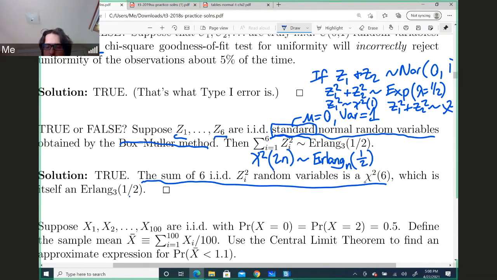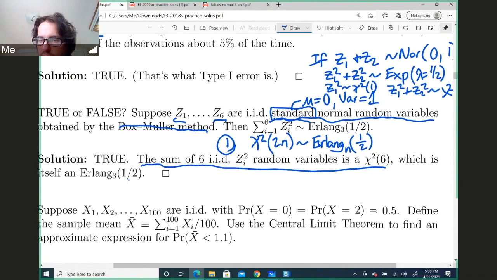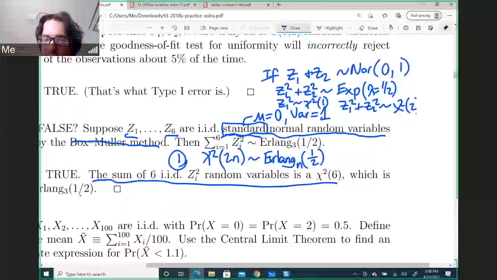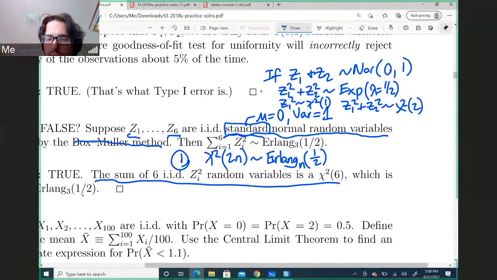So here we have chi-squared of 6. So if 6 is equal to 2n, then n is equal to 3. And so you have Erlang of 3, and the parameter is equal to 1/2. So this is option 1 to get to the answer, is to just kind of know this, maybe have this on your cheat sheet. Option 2 to get to this answer is, we know that Z1 squared plus Z2 squared is exponential with lambda equals 1/2.